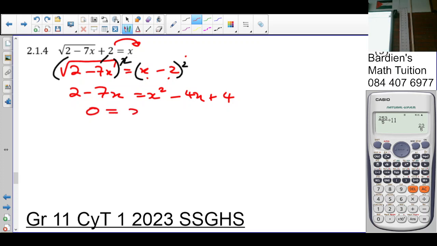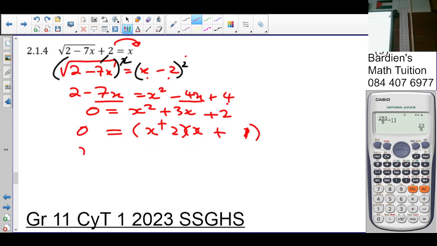So 0 is equal to x squared, minus 4x plus 7x is plus 3x, 4 minus 2 is 2. So that's going to give us x plus 2 and x plus 1. Not so? Both are plus. So we say x is equal to negative 2 or x is equal to negative 1.